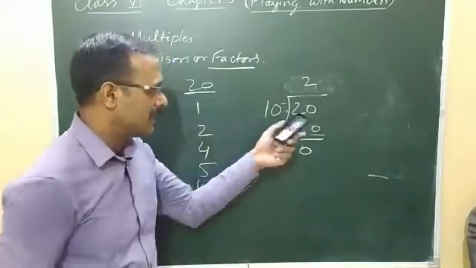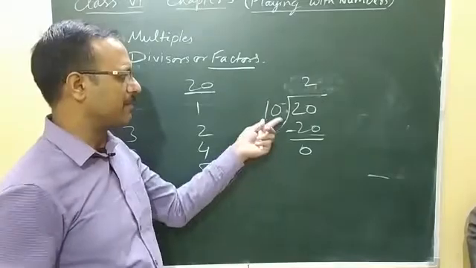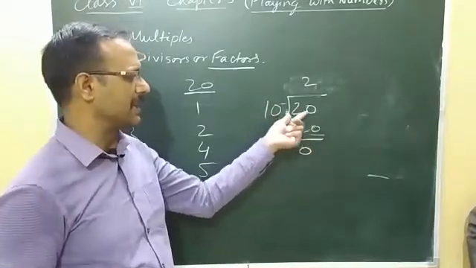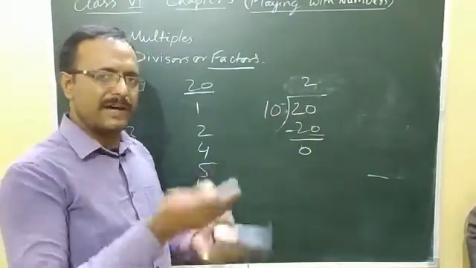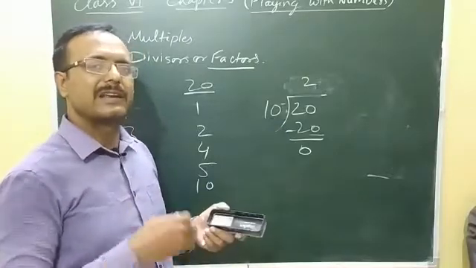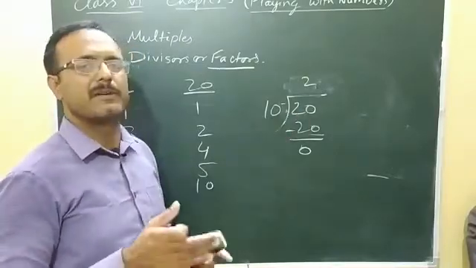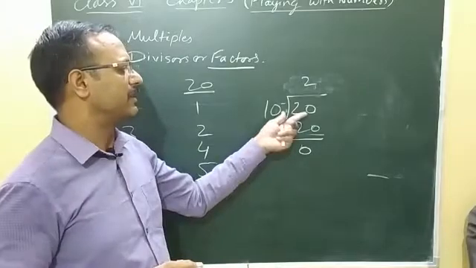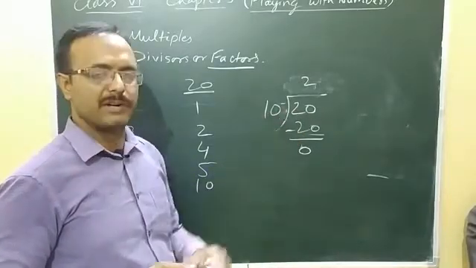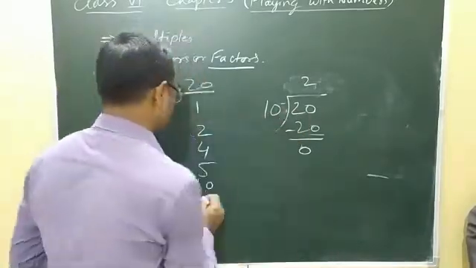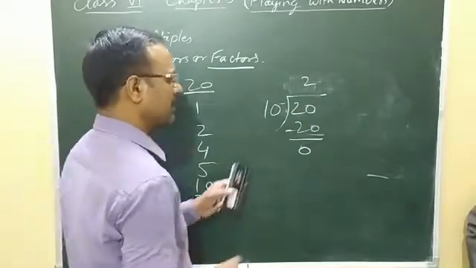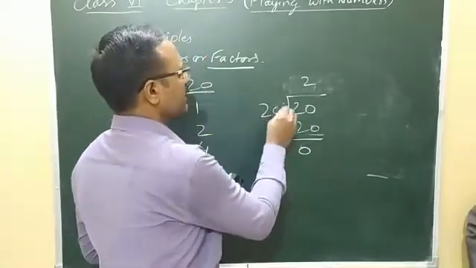After half, no number can divide it. You can see 10 is the half of 20. After the half of the number, you can directly take the same number, because there will be no other number available which will divide it between 10 and 20. So after this, only 20 is the number which will divide it completely.